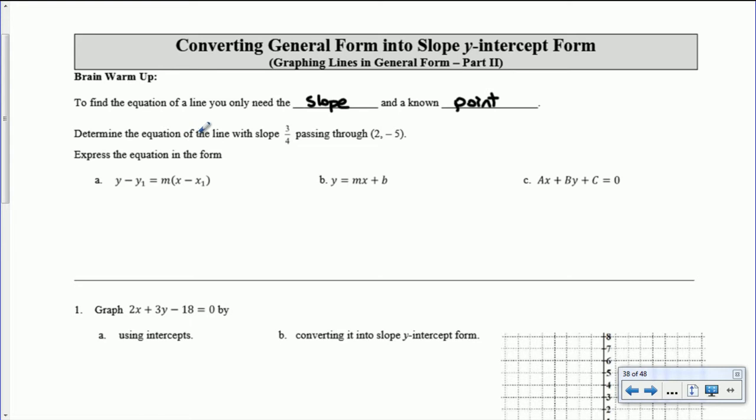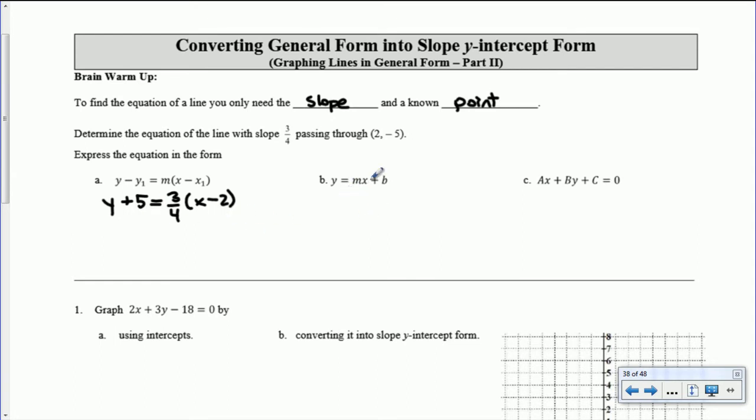Next, we're going to determine the equation of the line with a slope of 3/4 passing through the point (2, -5). So we've got the slope, we've got a point. It's not the y-intercept, it's just a point. So I would tend to use that right away given the information that we have. So let's go ahead and plug that in. y subtract -5 works out to y plus 5. The slope is 3/4, so I put that in for m, and x1 I put in 2, so x minus 2 in there. So that's it for point slope form.